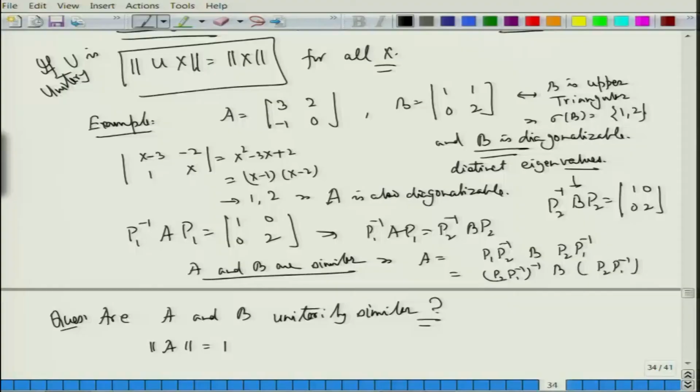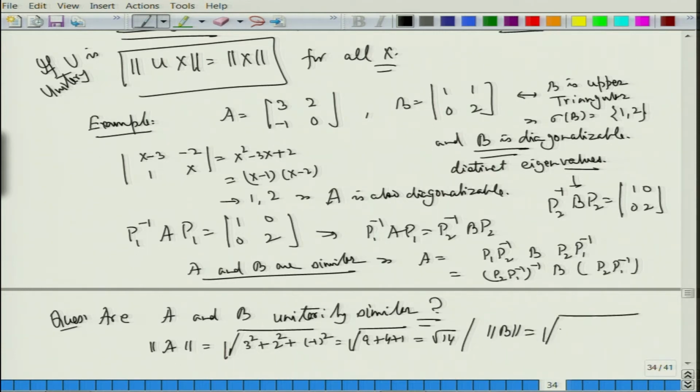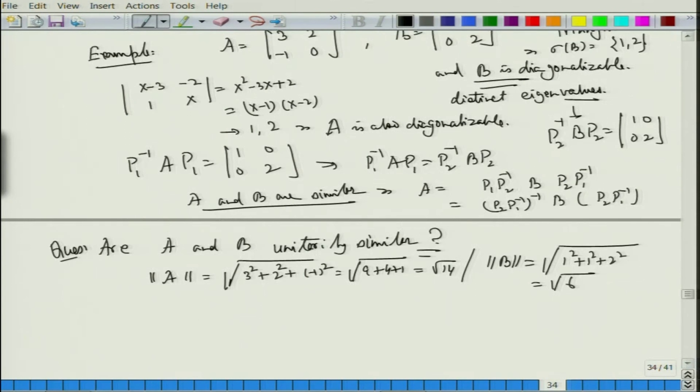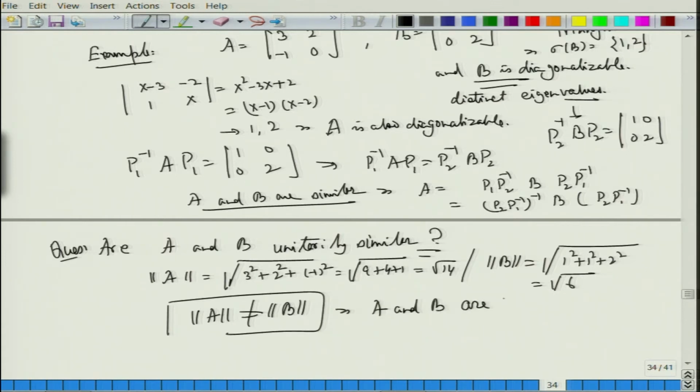So, here the norm of A will be nothing but the square root of 3 square plus 2 square plus minus 1 square, which is the square root of 9 plus 4 plus 1, which is the square root of 14. But what about the norm of B? Norm of B is nothing but the square root of 1 square plus 1 square plus 2 square, which is the square root of 6, all right. So, they are not equal. Norm of A is not equal to norm of B, all right. This will imply that A and B are not unitarily similar.